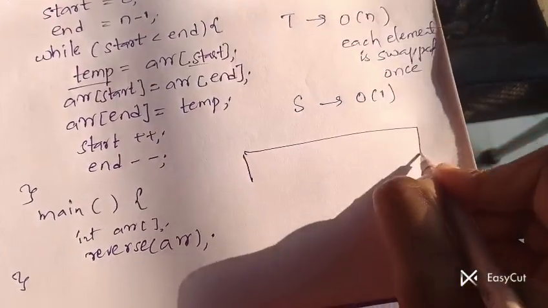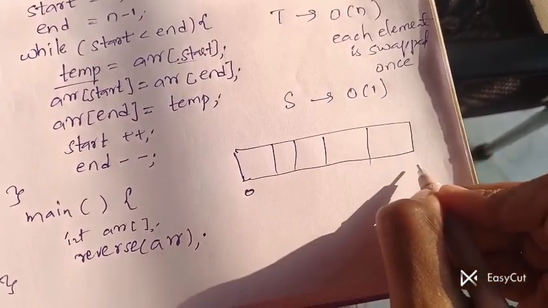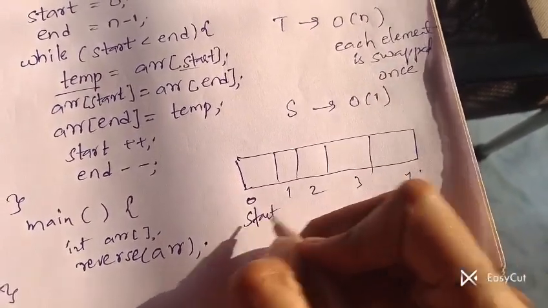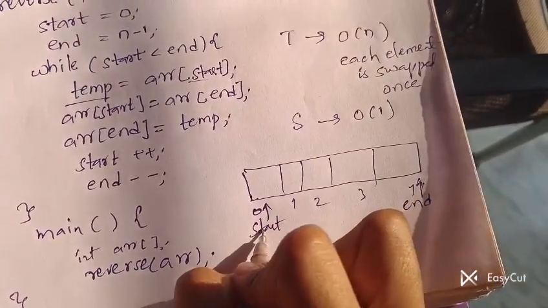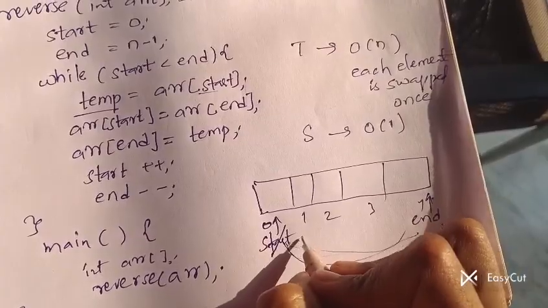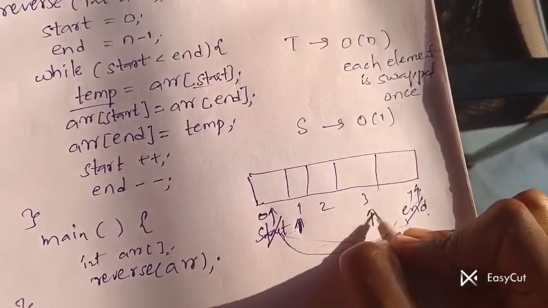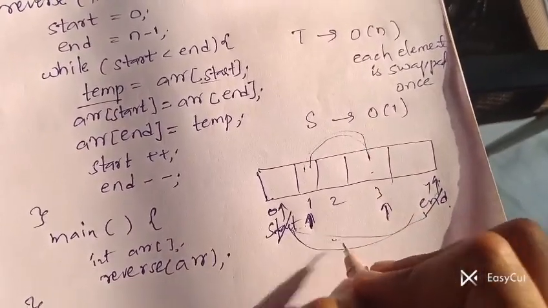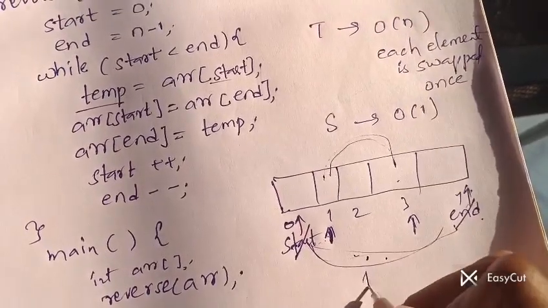If we see this approach diagrammatically, visually, if this is the array, with indices 0, 1, 2, 3, 4, this is the start pointer pointing here, and this is the end pointer pointing here. Initially we swap these two numbers. Next, start will be incremented over here, and end will come here, and now these two numbers will be swapped. So in this method we are using two pointers. Can we solve this using one pointer? Yes.